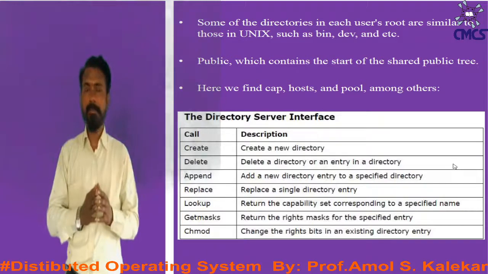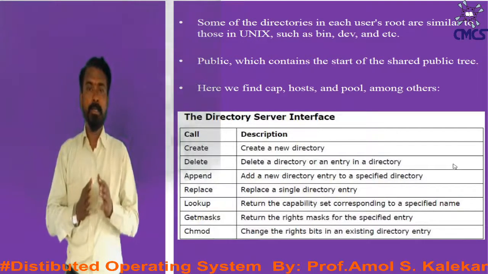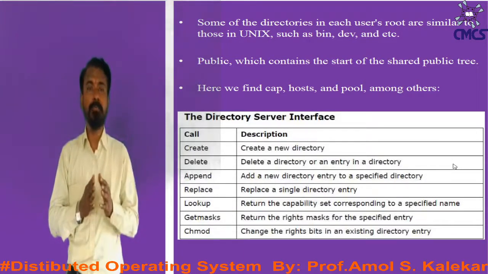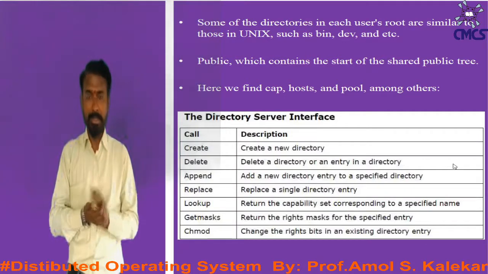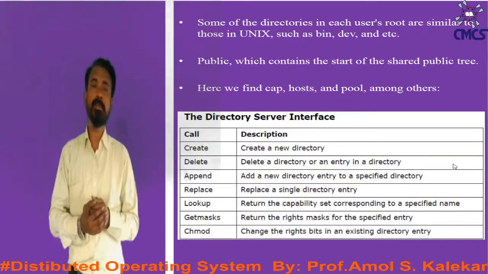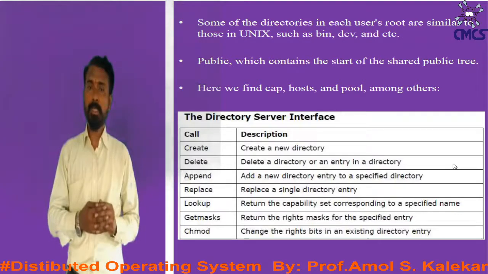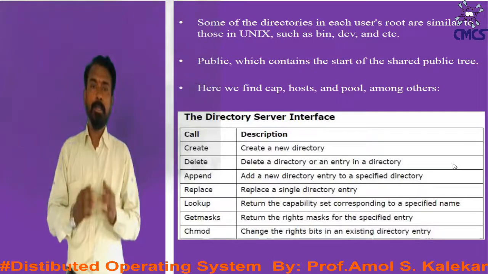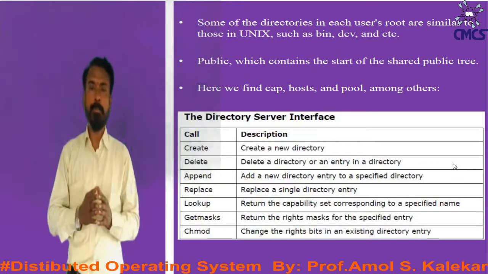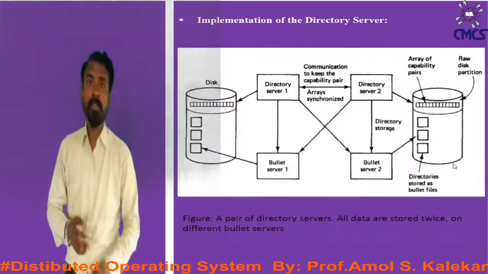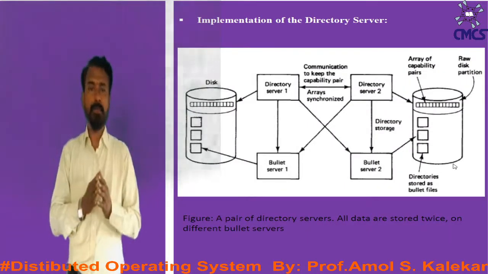Then we have get mask, which returns the rights mask for the specified entry. And finally we have chmod, which changes the rights bits in an existing directory entry. So dear students, these are some of the calls supported by the directory server interface, respectively create, append, delete, replace, lookup, get mask and chmod.